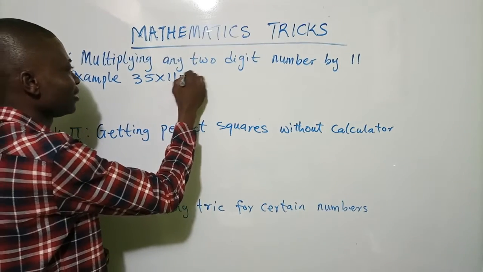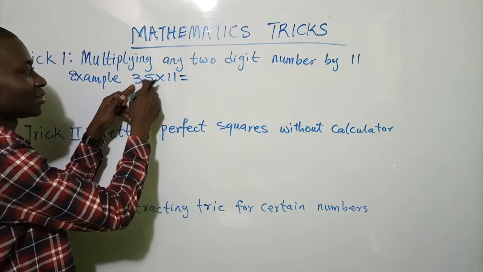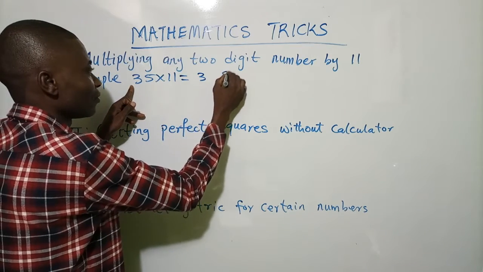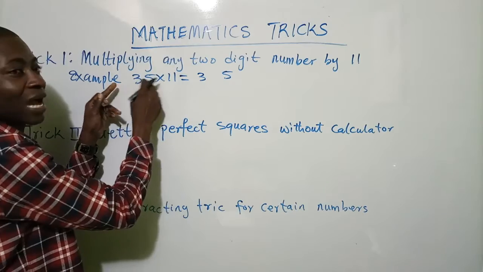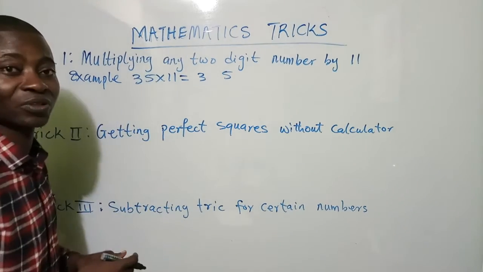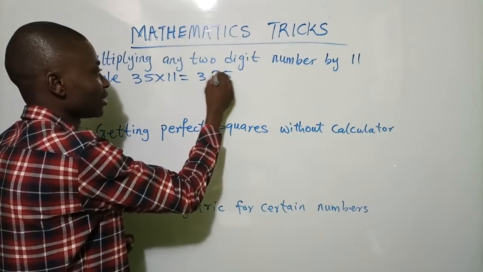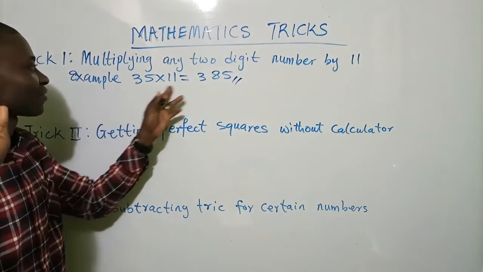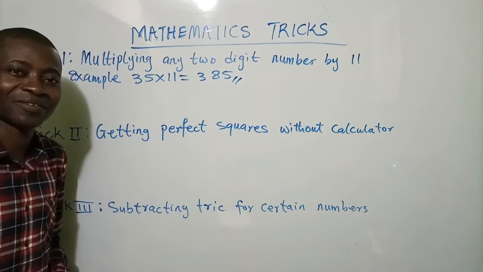This is simply the same thing as just look at this 35. Just open them: 3, 5. Then what do you do? Add them. 3 plus 5 is what? It's 8. Just write it down here. That is all. That is your answer. So 35 times 11 is 385.